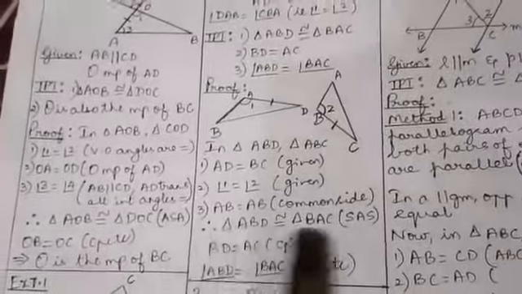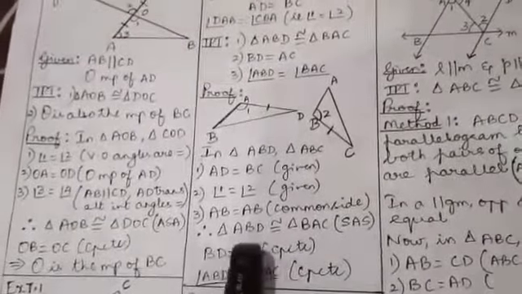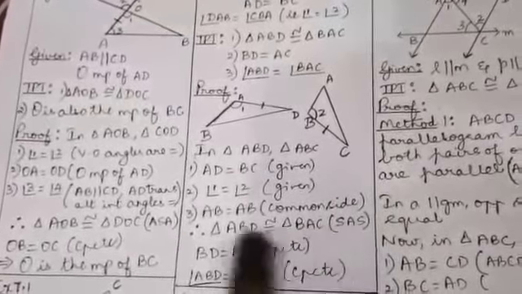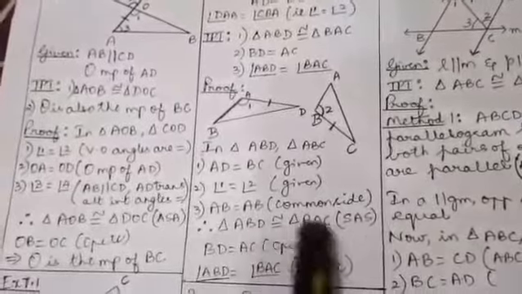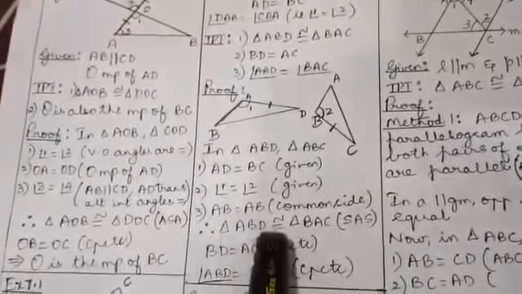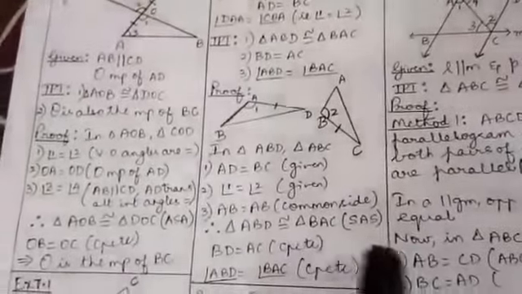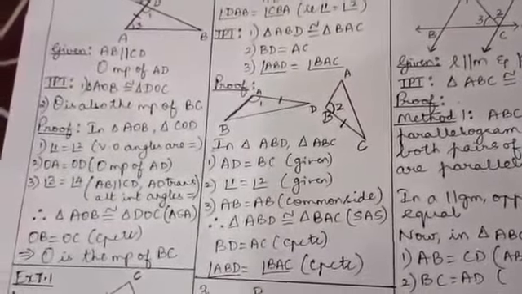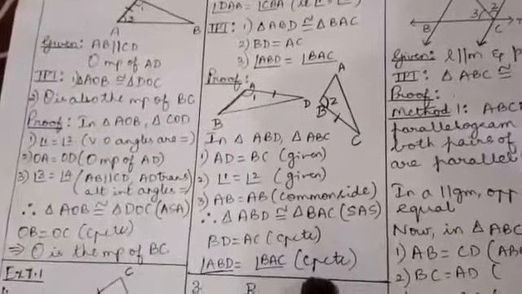And we need to also prove that angle ABD equals angle BAC. So use the same order here. See here, angle ABD is equal to angle BAC. You can see the order here. So angle ABD is equal to angle BAC. This is true again because they are the corresponding angles of the two congruent triangles. So you can just say CPCTC.